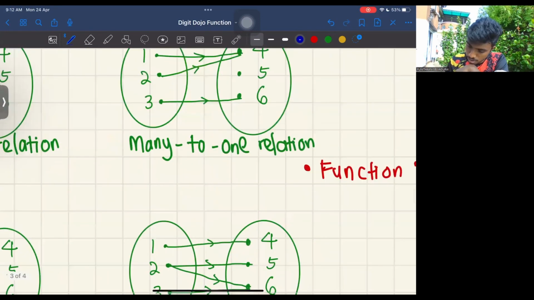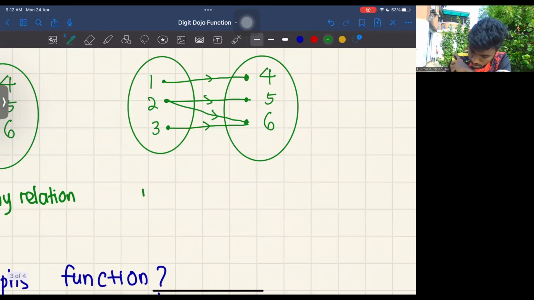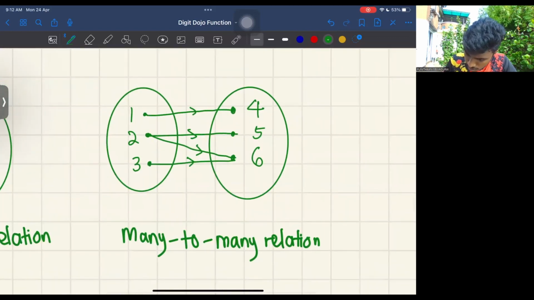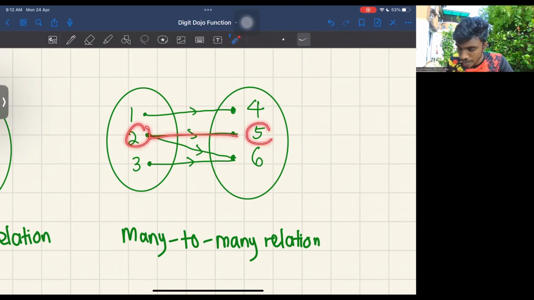Okay. For an example, let's check here. Many to many. Why is it a many-to-many relation? Okay, let's check. First, we can see element 1 is going to 4. So that is 1 to 1. Okay, it's the normal one. So we leave it. We check element 2, or object 2. Object 2 is mapping into 5 and 6. One object going to more images. It's 1 to many.